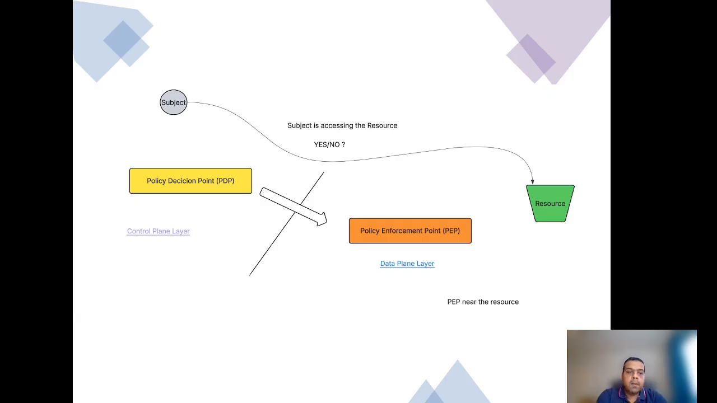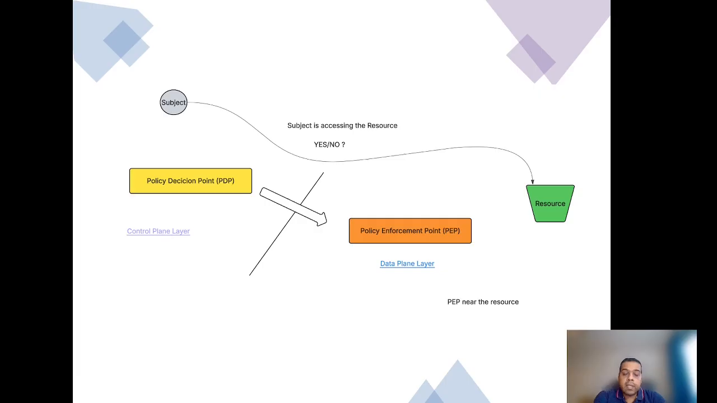Now let's talk about the control plane layer and data plane layer when it comes to PDP, PEP, and the overall architecture of the zero trust framework. Particularly about the control plane layer, the PDP is basically the control plane layer of the zero trust architecture framework. Why? Because it handles all the thinking, all the policy evaluation, all the risk scoring, all the contextual decision making that happens at the PDP end.